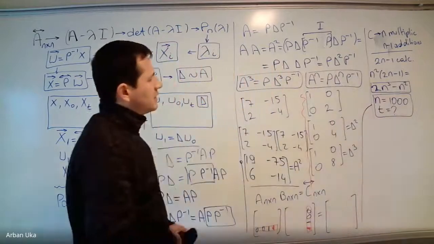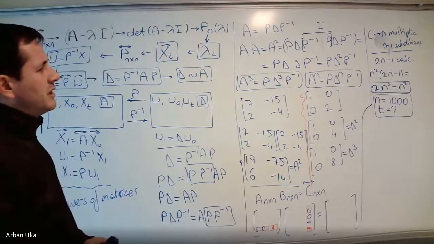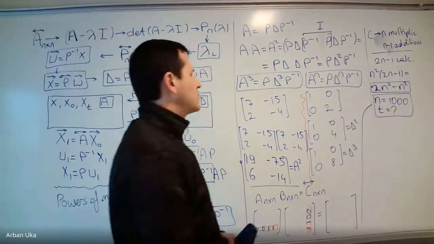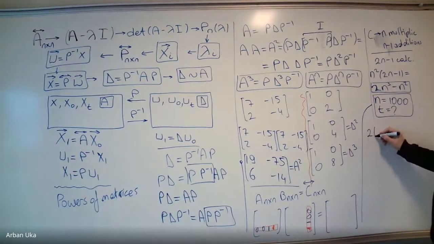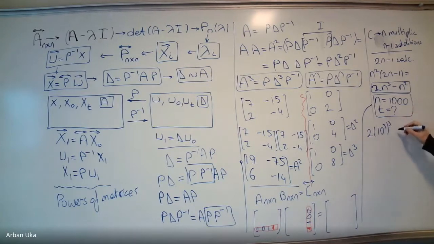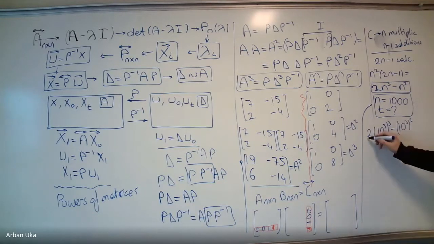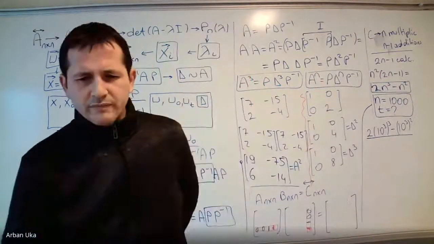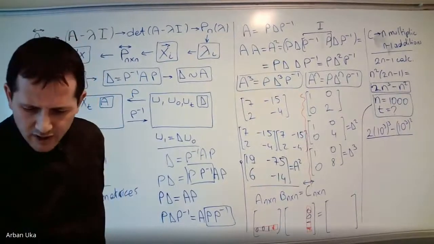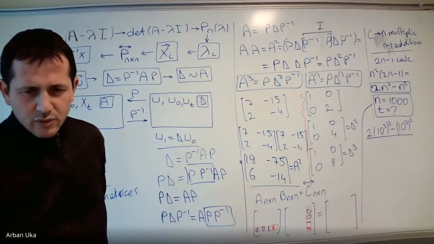Okay, how do you do it? You are taking linear algebra, and you know that the number of calculations is going to be equal to 2 times (10 to the power 3) to the power 3 minus (10 to the power 3) all squared. This is the number of calculations, and we have to divide it by the number of calculations that the computer can do in 1 second.